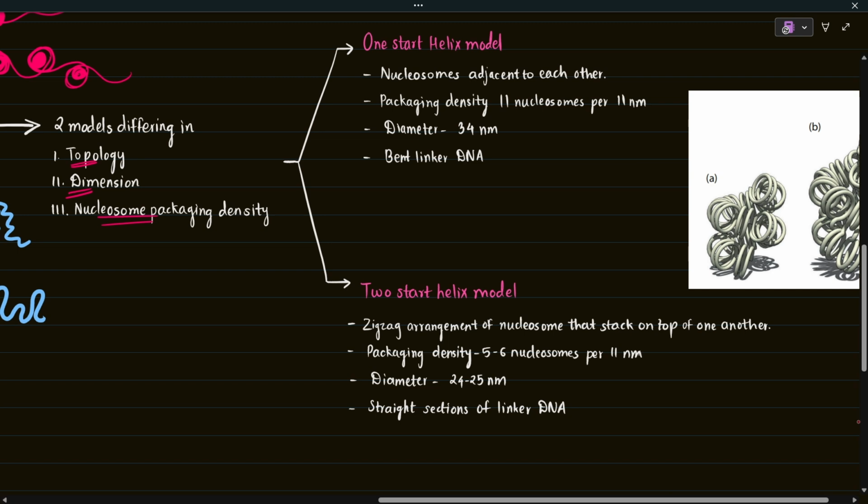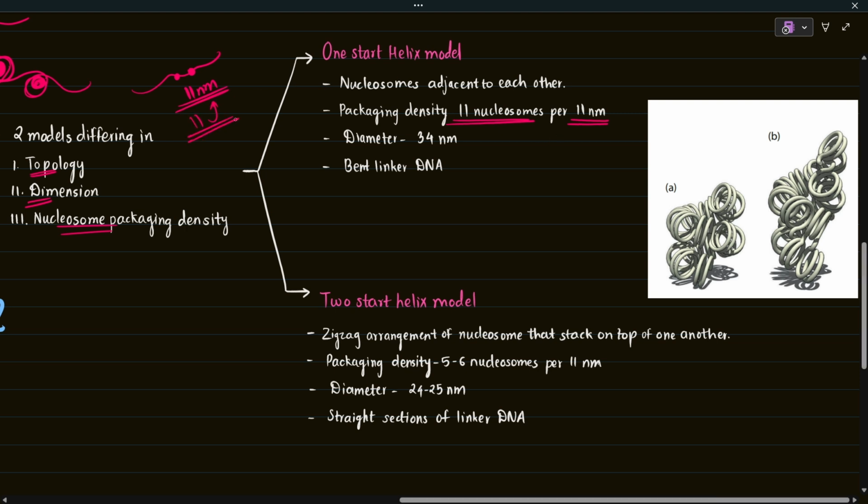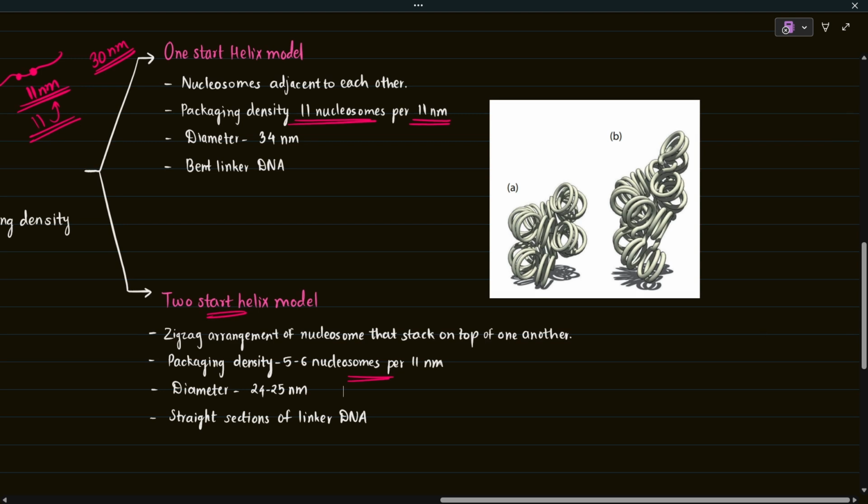So the one start helix model is the model which has packaging density of 11 nucleosomes per 11 nanometer. So beads of string had 11 nanometer dimension. So it accommodates 11 nucleosomes in 11 nanometer of the 30 nanometer fiber. Okay, so this is the packaging density. Well, the two start helix model has lower packaging density. Now let me show you the diagram.